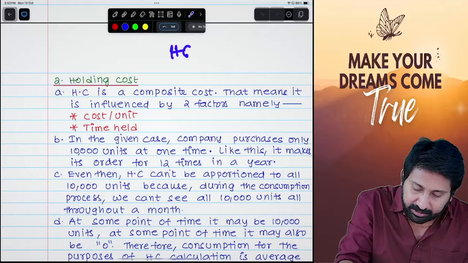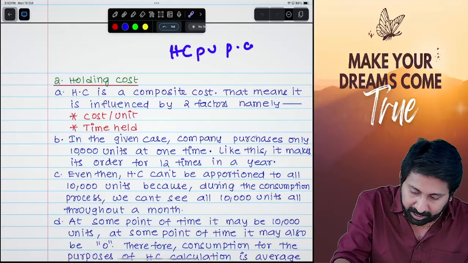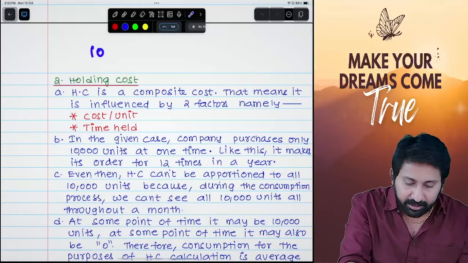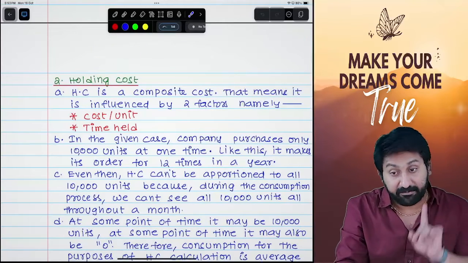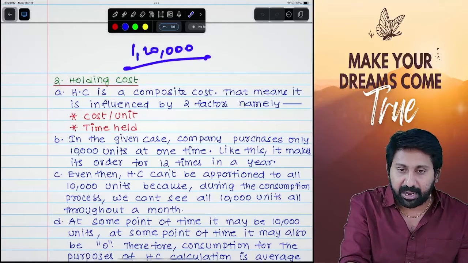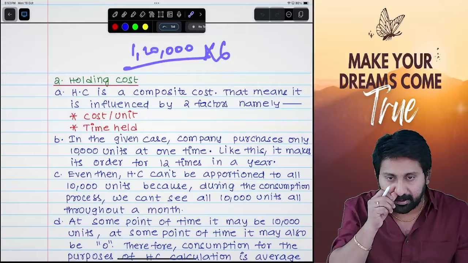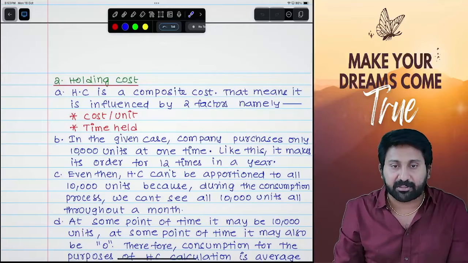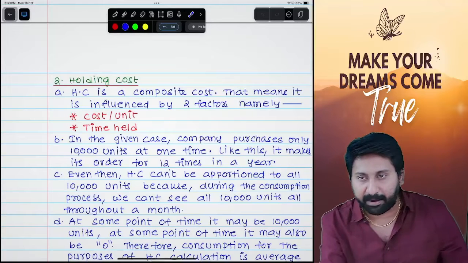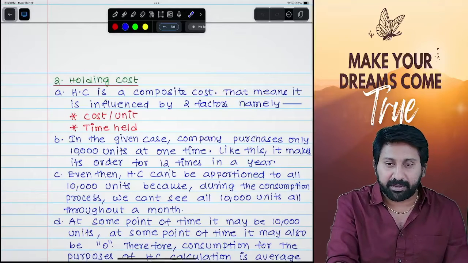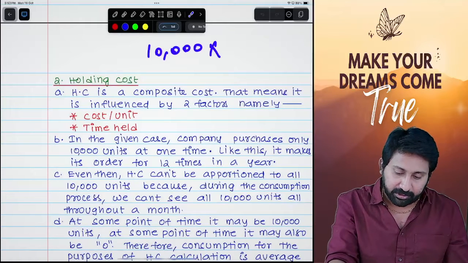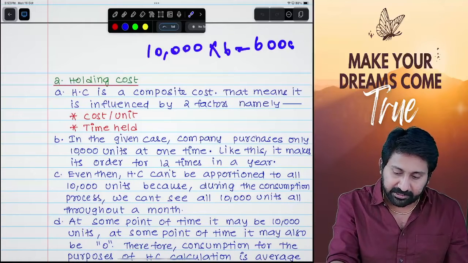Holding cost per unit per annum. How many units will you buy? 10,000 units you will buy in one order. Totally how many units? 1 lakh 20,000 into 6 per unit per annum. Or per month if you take, how many orders are you making here? 12 orders. In each order, how many units? 10,000 units. So 10,000 into 6, totally 60,000.